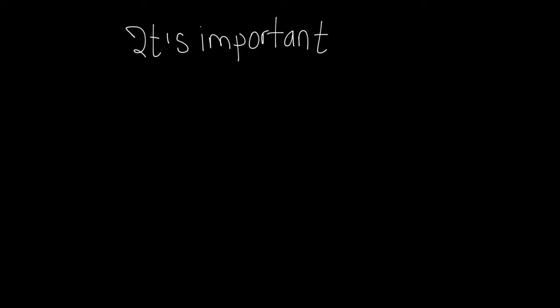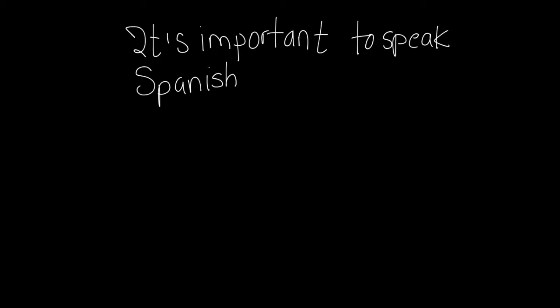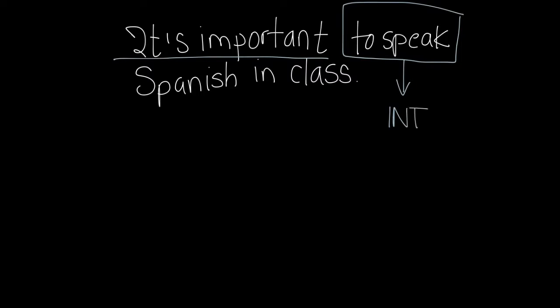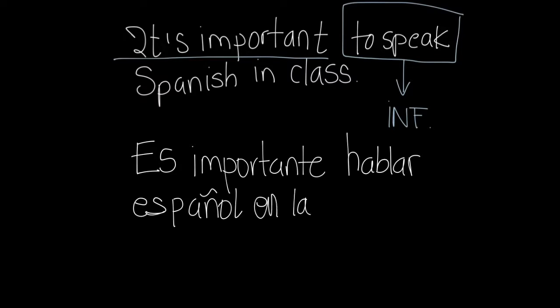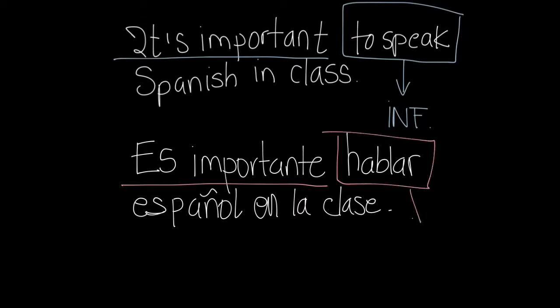So now let's take a look at the following sentence. It's important to speak Spanish in class. Notice that in this sentence I have the impersonal expression, but my verb is in the form of the infinitive. So the equivalent in Spanish will be, es importante hablar español en la clase. So when we want to have an expression that is more general, we use the impersonal expression and the verb in infinitive.